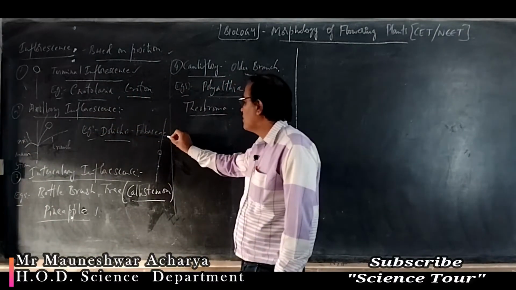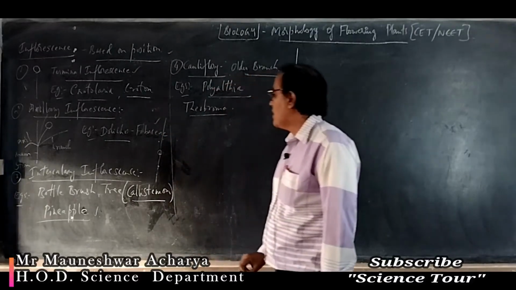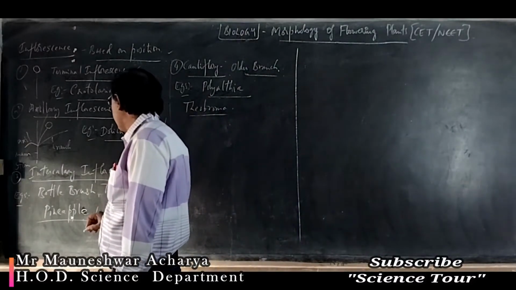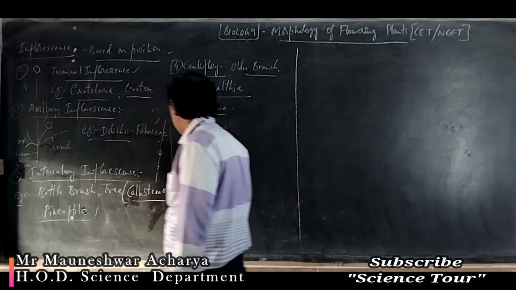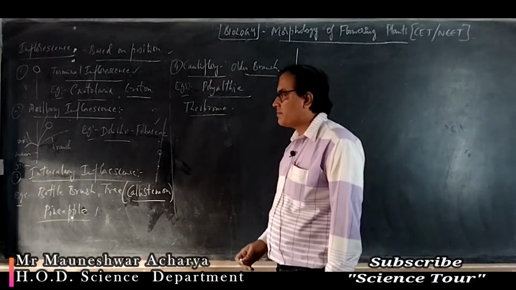Examples for this is Dolichos, which also belongs to Fabaceae family. The third type is the intercalary inflorescence. As the name indicates, it is present in between the main stem.